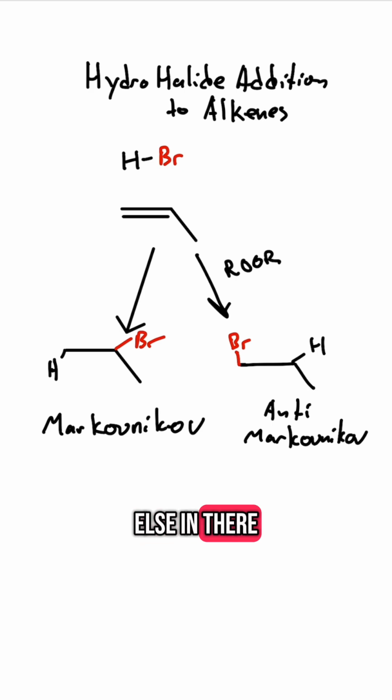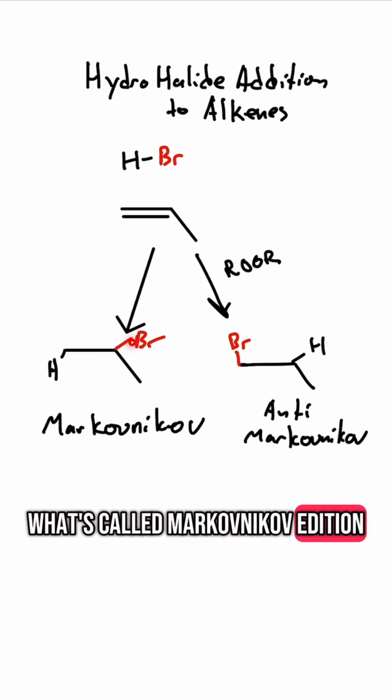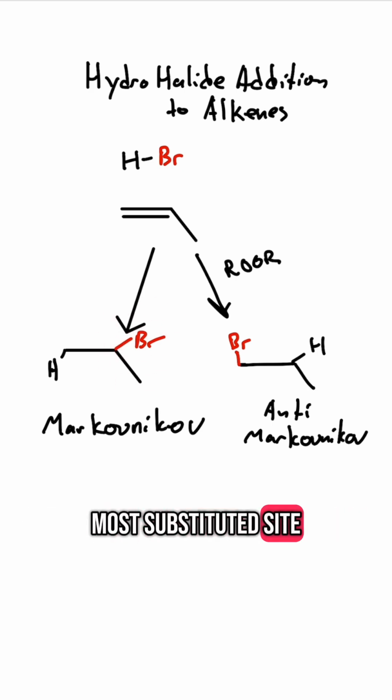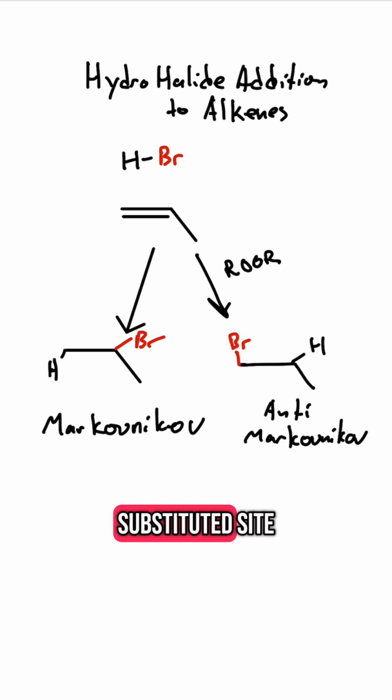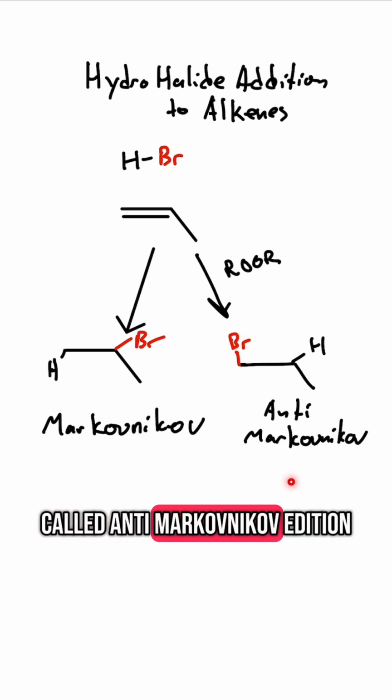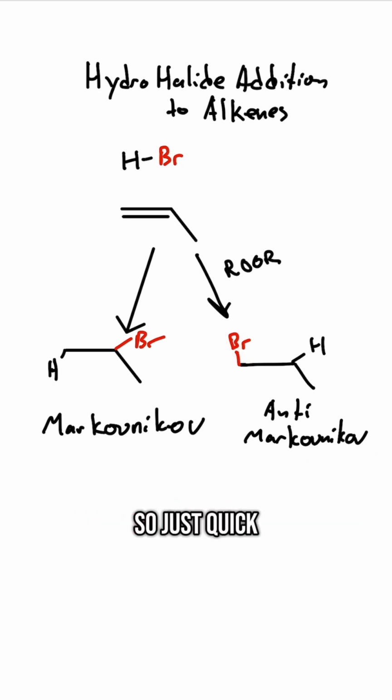But just remember, if you have an alkene and you add HBr or HCl across it, if there's nothing else in there, you're going to get what's called Markovnikov addition, where it's at the most substituted site. If you have a peroxide in there as well, it will add to the less substituted site, and that is called anti-Markovnikov addition. So just a quick little rundown, and I will make another video on the mechanisms of why those happen.